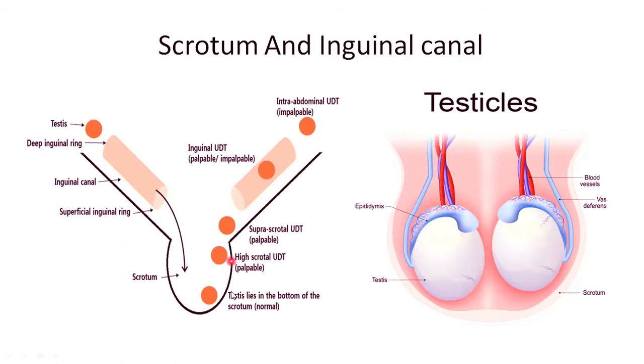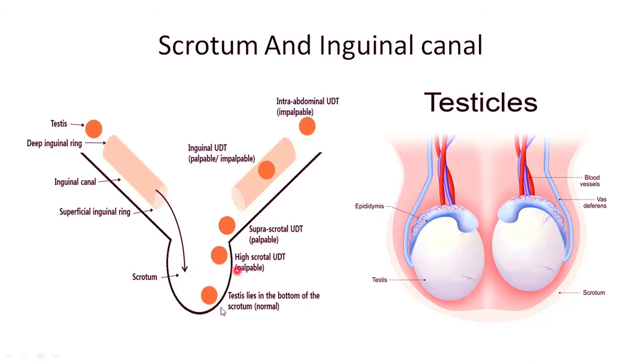Now see again, suppose this is the scrotum, and take this ball as the example of the testis. So how are the testes passing? It is from the inguinal canal, from the abdominal cavity. See, this is the testis which has passed from the inguinal canal into the scrotum. So now the testis lies at the bottom of the scrotum.